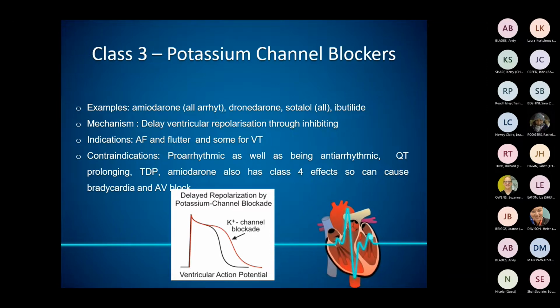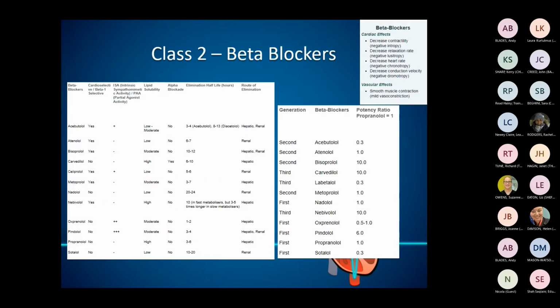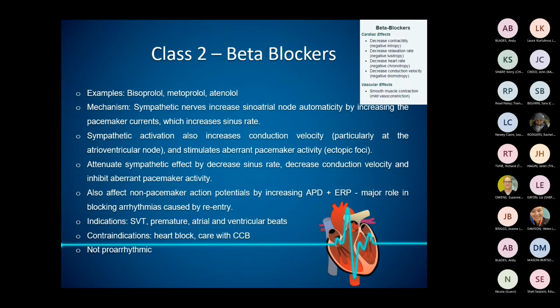Again, rather than going to the next one, I'm going a little bit back, and there's a good reason for that. What I'm going to talk about very quickly is that we've covered the two rhythm control classes, class 1 and class 3. Class 2 is beta blockers. Even though these are classed under the Vaughan-Williams classification as antiarrhythmics, beta blockers are not antiarrhythmics as such. They are very much rate control medications.